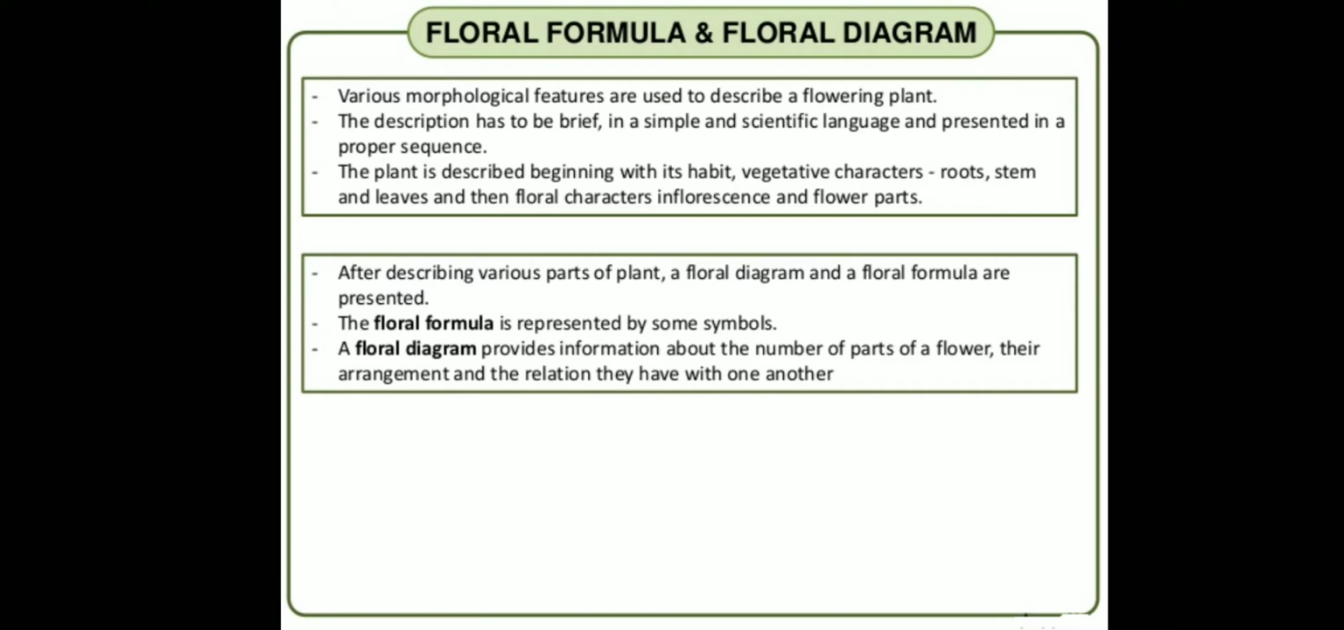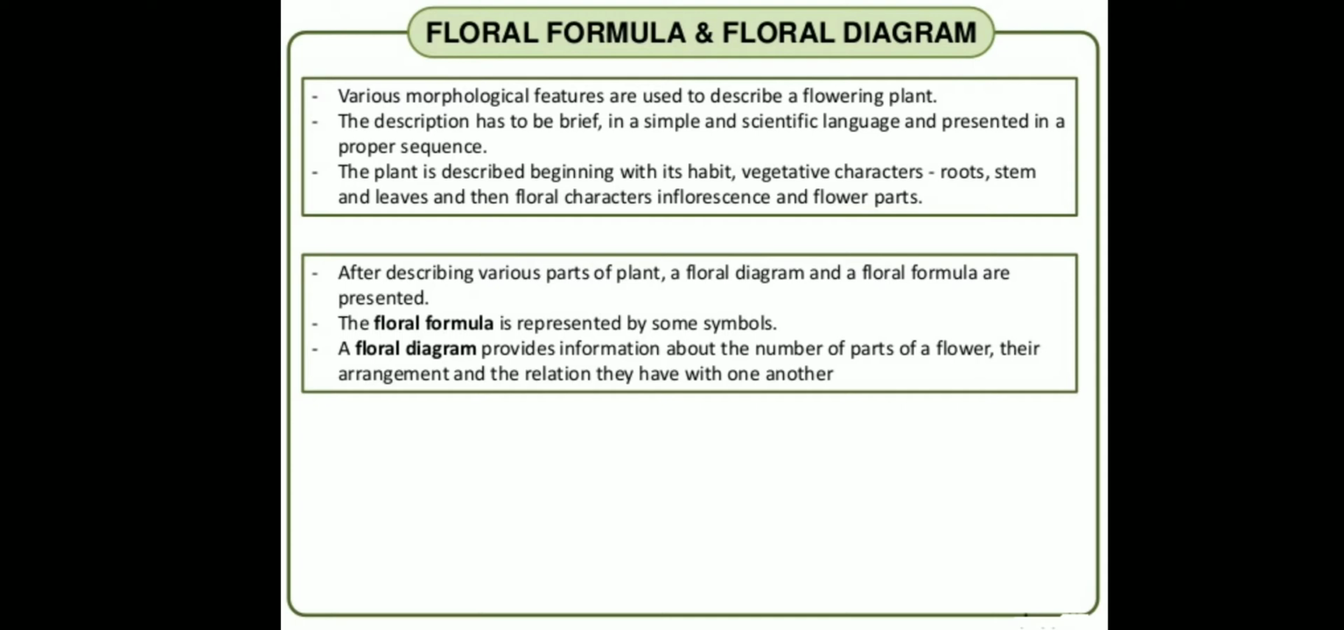So today let's learn about the semi-technical description of a typical flowering plant, that is the floral formula and floral diagram. Various morphological features are used to describe a flowering plant. The description has to be brief, in a simple and scientific language and presented in a proper sequence. The plant is described beginning with its habit, vegetative characters, roots, stem and leaves, and then floral characters, inflorescence and flower parts. After describing various parts of the flower, a floral diagram and a floral formula are presented.